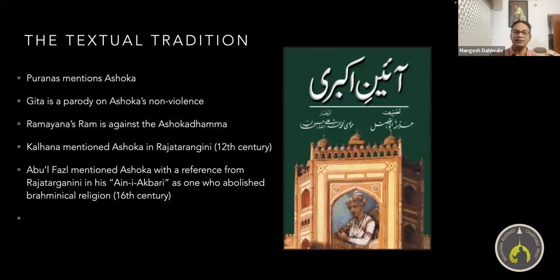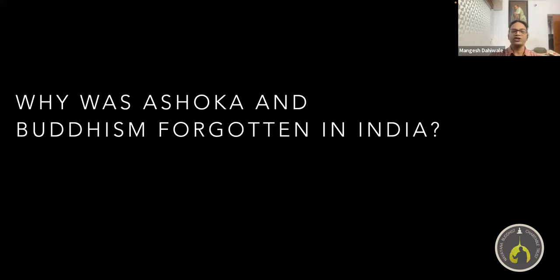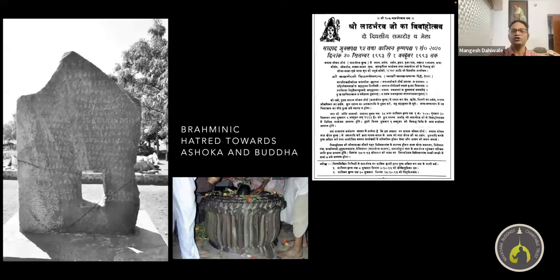And Abu Fazl mentioned Ashoka, with a reference from the Rajatarangini, in his Ain-e-Akbari, which was supposed to be the constitution of Akbar, as one who abolished Brahminical religion. This is in the 16th century. So it is not that Ashoka's memory was gone or dead. So why were Ashoka and Buddhism forgotten in India? That's the question we are going to tackle in the fifth lecture, but I'm just going to touch briefly on that because it has to do with what we are talking about, Ashoka, today.